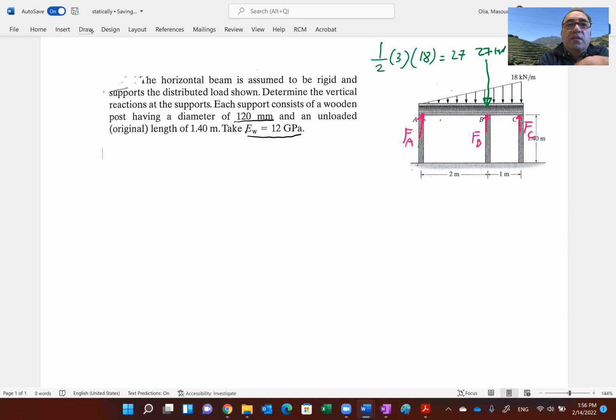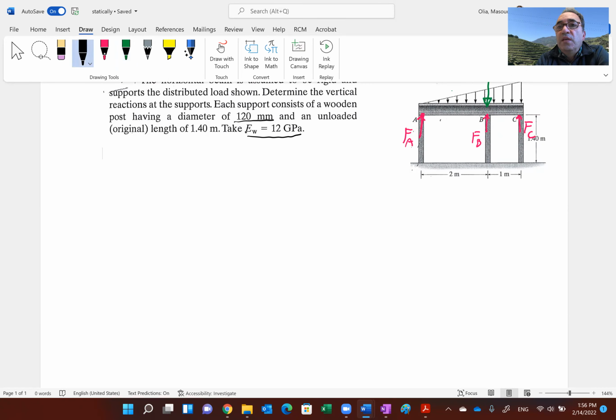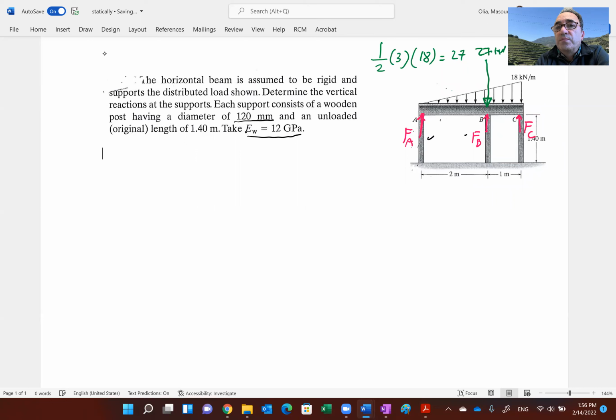Why is this a statically indeterminate problem? Because as you could see, I have 3 unknowns, FA, FB, FC, and those are what we're trying to find. And only 2 equations. We can balance forces in the Y, and I'm going to do that for you. I can say FA plus FB plus FC is equal to 27 kilonewtons. And then there's only one moment equation. That's only 2 equations, but I have 3 unknowns. So that's why we have a statically indeterminate problem. We don't have enough equations, and I'll show you how we can overcome that.